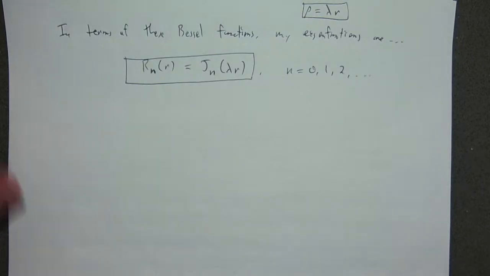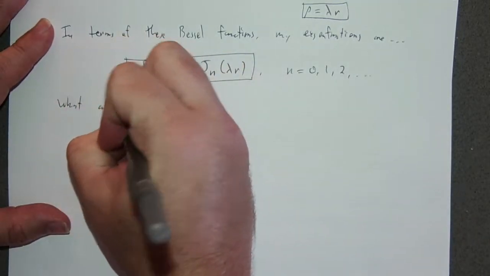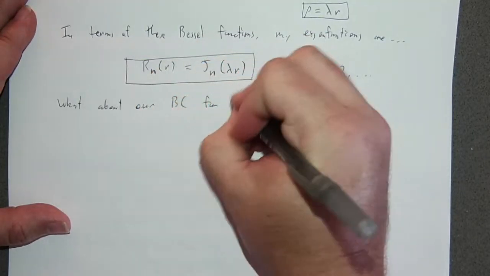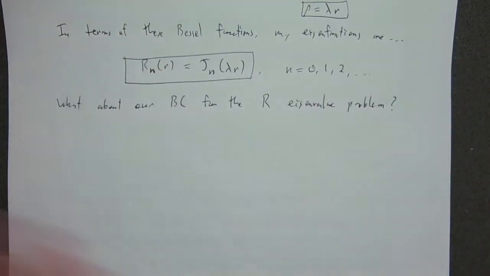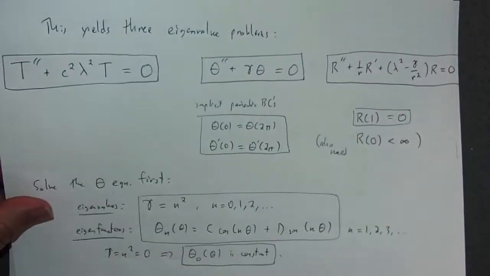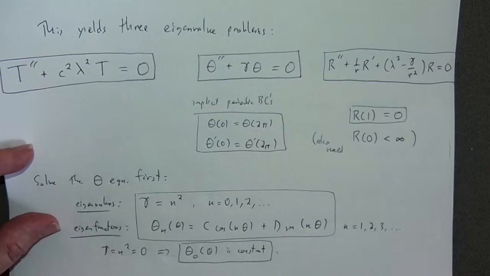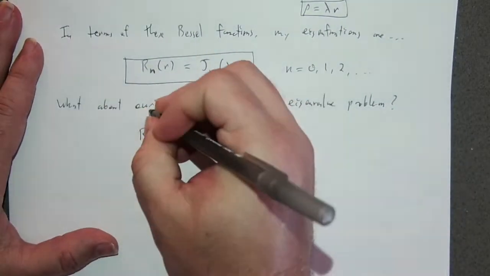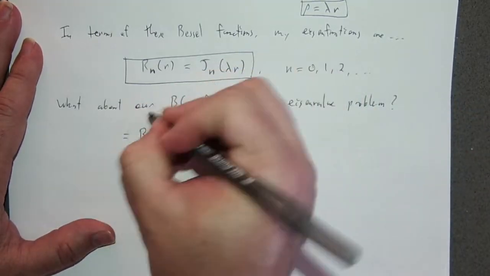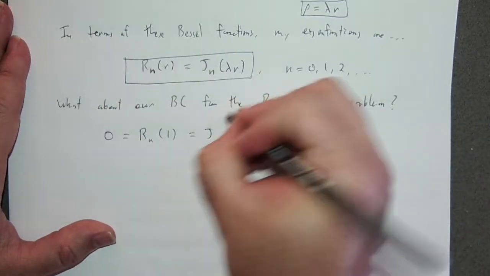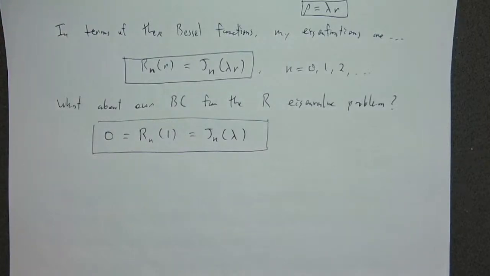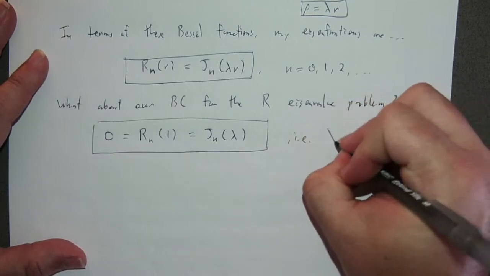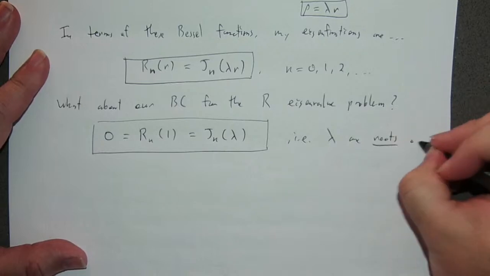Now, what about our BC, our BC for the R eigenvalue problem? Well, what was it? All right, let's go back. So here are my three eigenvalue problems. For the R eigenvalue problem, my boundary condition was R of 1 equals 0. So R sub n of 1 needs to be 0 for any n, but that would mean that J sub n of lambda times 1, so J sub n of lambda, is 0 for any n, i.e., lambda are roots of these Bessel functions.